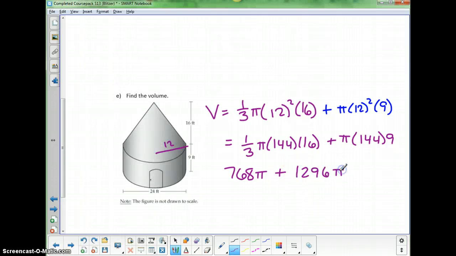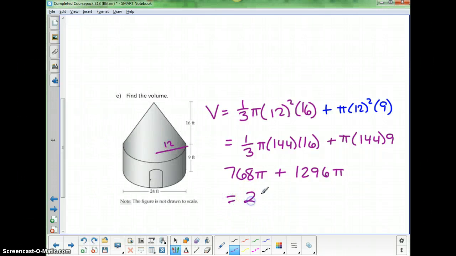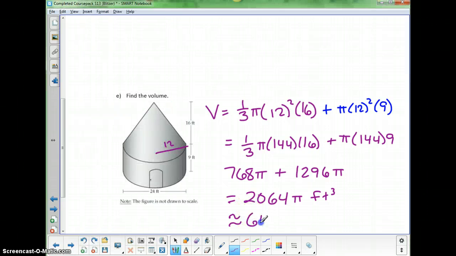times pi. So if I add those up, 1296 plus 768, I've got 2,064 pi as the exact answer. I think I read that wrong. Yeah, 2,064, that was right. 2,064 pi cubic feet. And that's approximately, let's multiply that by pi. It's approximately 6,484.23 cubic feet.